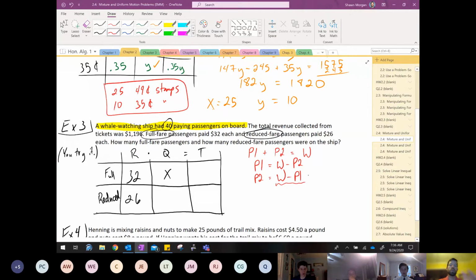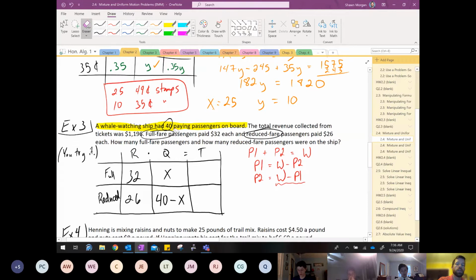So if I know that there's 40 passengers altogether, there's been 40 tickets that were sold, and X of them were full tickets, how many are reduced tickets, class? Somebody say it. 40 minus X. Yeah, very good. That's the idea of the whole, 40, minus the other part, in this case X, and that's how we can express the other unknown. That's a tricky little challenge for us, isn't it?